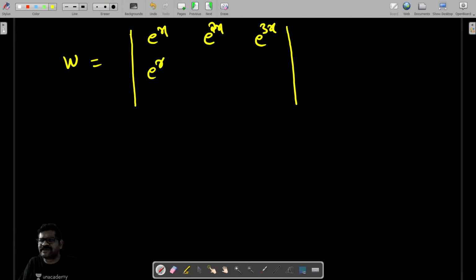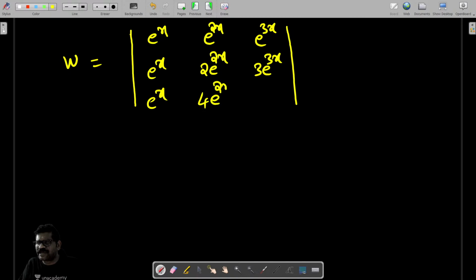Differentiation of e power x is e power x. Differentiation of e power 2x is 2 into e power 2x. Differentiation of e power 3x is 3 into e power 3x. Differentiation of e power x is e power x. Differentiation of 2 into e power 2x is 4 into e power 2x. Differentiation of 3 into e power 3x is 9 into e power 3x.